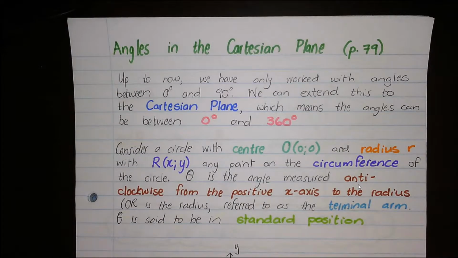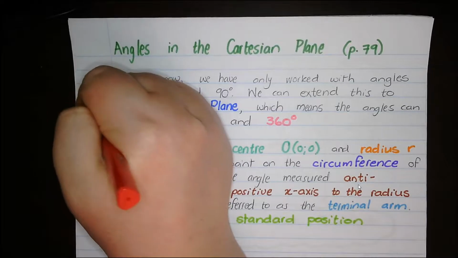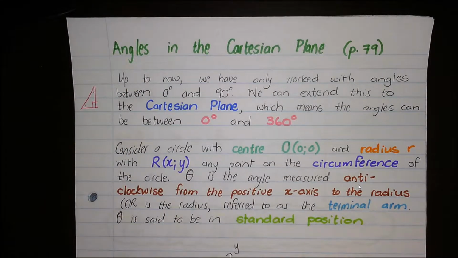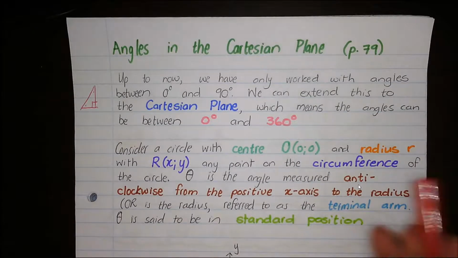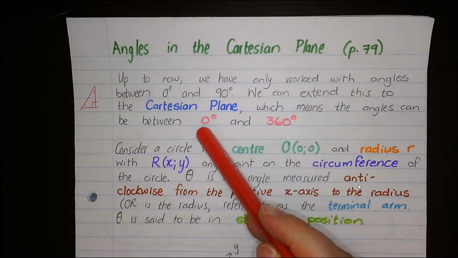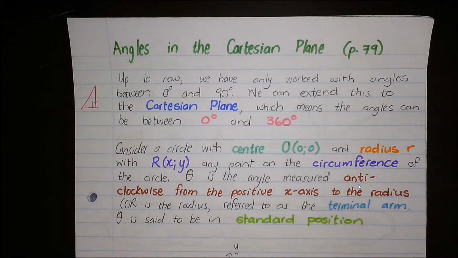Up to now, we've only done angles between 0 and 90 degrees for trig, because we've only been working inside right-angled triangles, where these angles need to be acute. Alright, we can extend the meanings of the trig ratios to the Cartesian plane, which can extend the angles to between 0 degrees and 360 degrees.